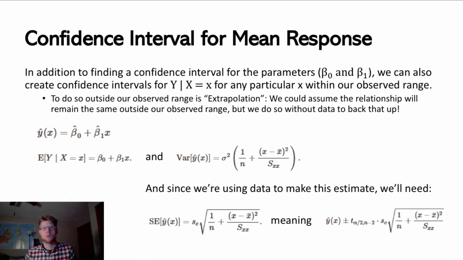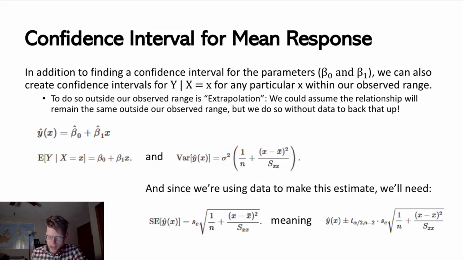So let's start with the confidence interval for the mean response. Our best estimate for y is going to be our regression equation, so beta hat naught plus beta hat 1 times x is our best estimate for y. The expected value for this is just going to be the true parameter, whatever that true relationship is. And the variance of y hat is going to be this expression right here.